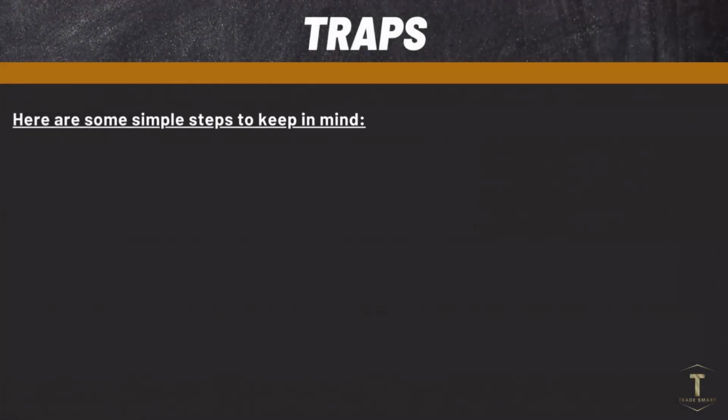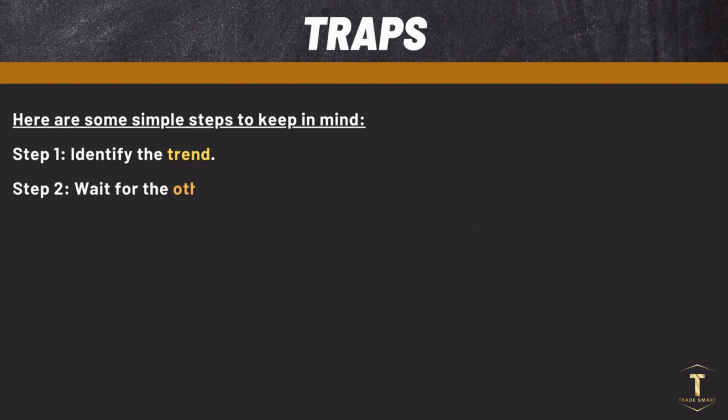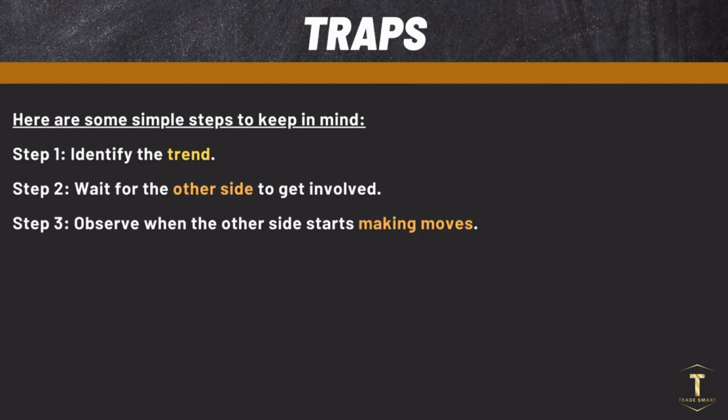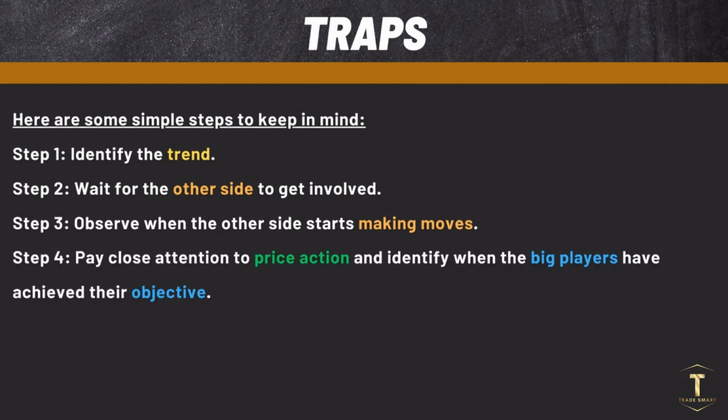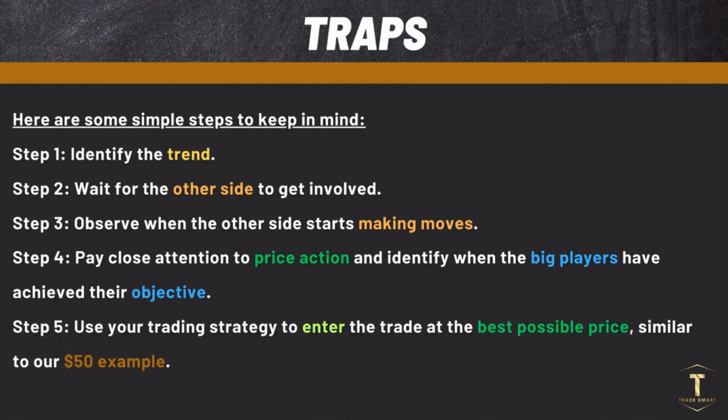Here are some simple steps to keep in mind. Step 1. Identify the trend. Step 2. Wait for the other side to get involved. Step 3. Observe when the other side starts making moves. Step 4. Pay close attention to price action and identify when the big players have achieved their objective. Step 5. Use your trading strategy to enter the trade at the best possible price, similar to our $50 example.